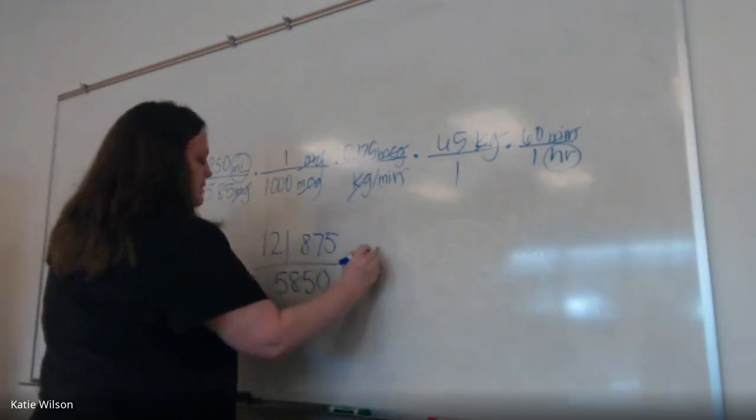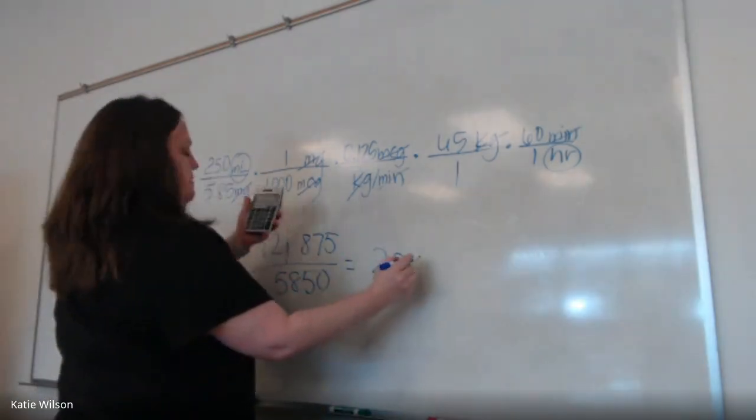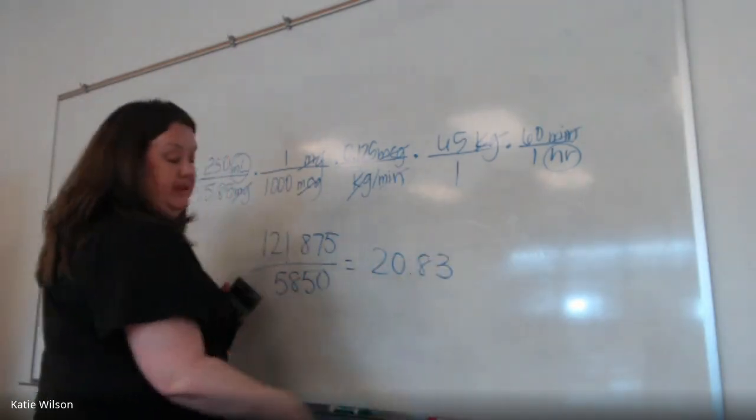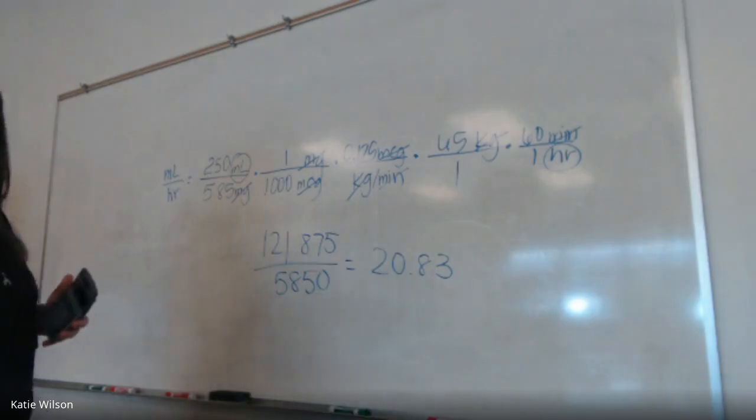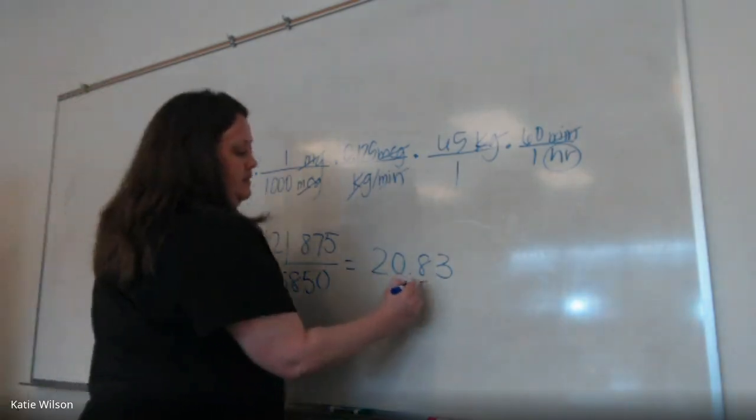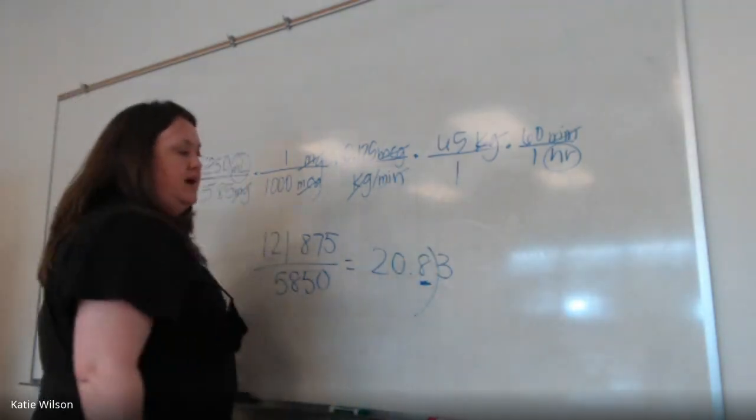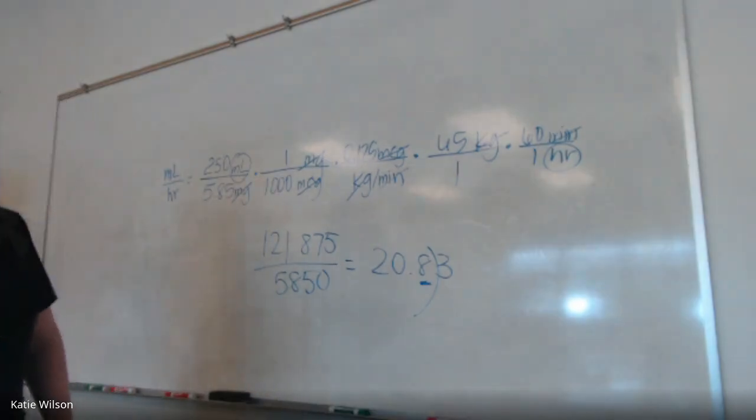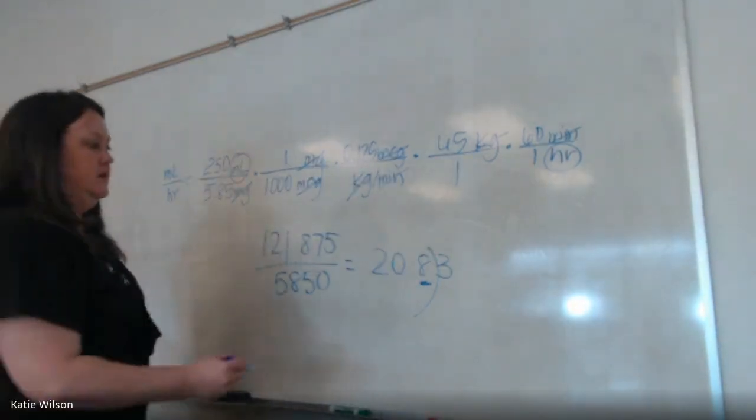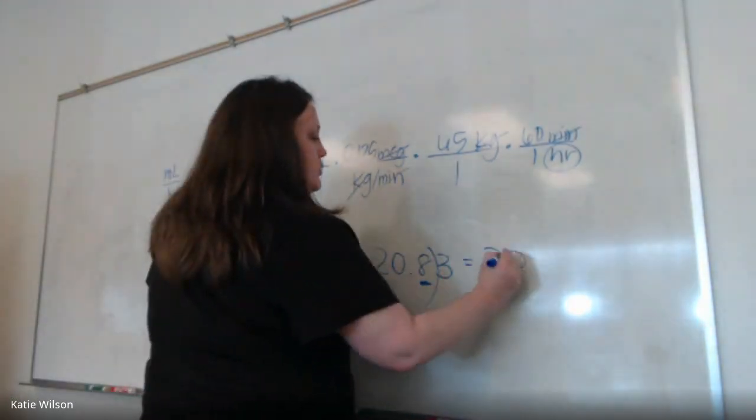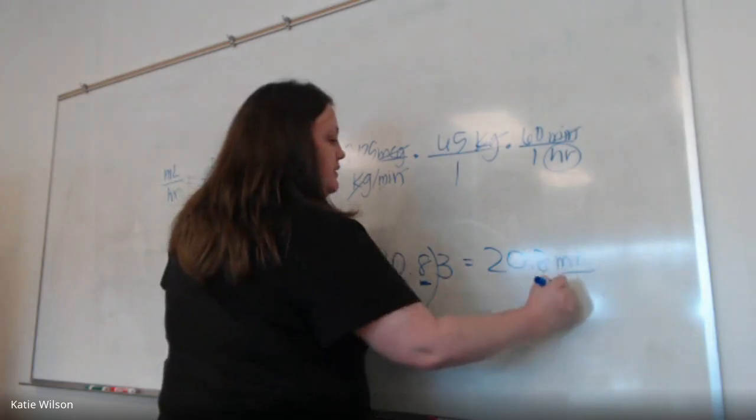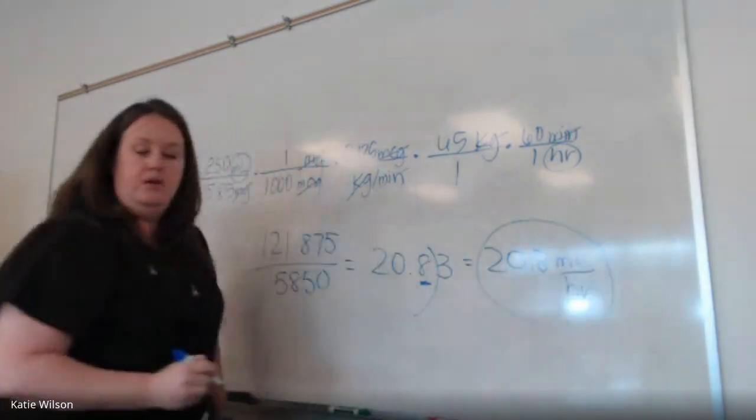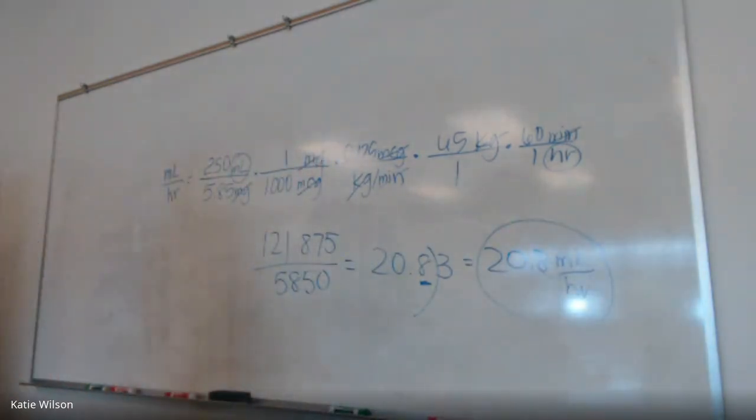And that comes out to be 20.83 repeating. I round the answer to the nearest tenth. That's the 10th spot. Look to the right of it. What will my final answer be rounded to? Right. 20.8 milliliters per hour. Did you guys get that? Awesome.